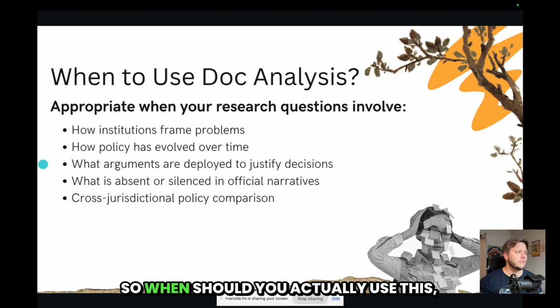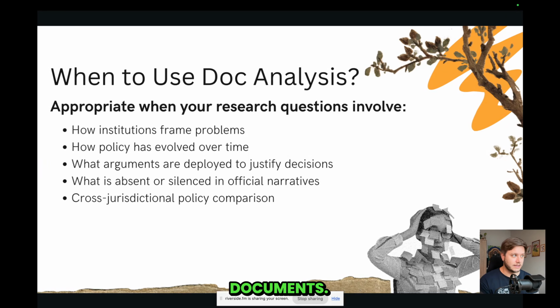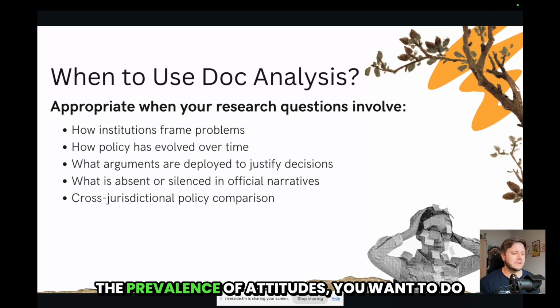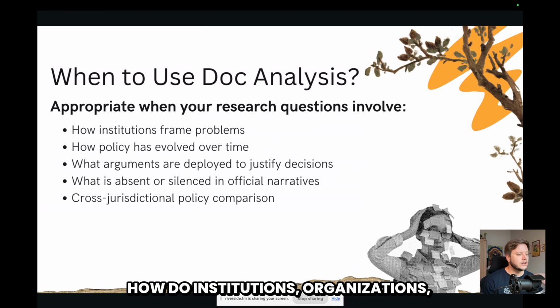So when should you actually use this, right? So not every research question needs documents. And if you want to understand lived experiences, you need to interview people, right? But if you want to measure, like, let's say the prevalence of attitudes, you want to do a survey, right? But documents become your method when you're asking certain types of questions. How do institutions, organizations, entities frame problems? In that situation, you need documents, right?